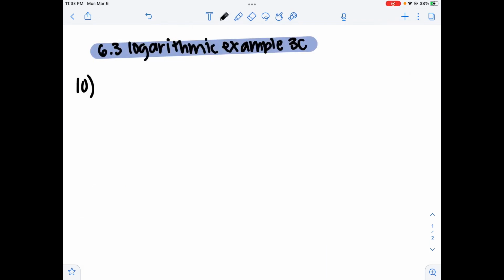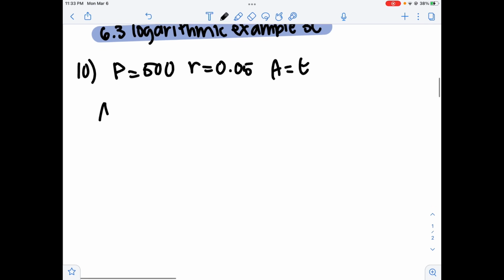Okay, for this question, you have deposited $500 in an account that pays 5% interest compounded continuously. How long will it take your money to triple? So what we want to do is first start with what we know. So we have P is equal to 500. Our rate is 0.05. Our A is 3 times P. And so we're going to use the equation A equals Pert.